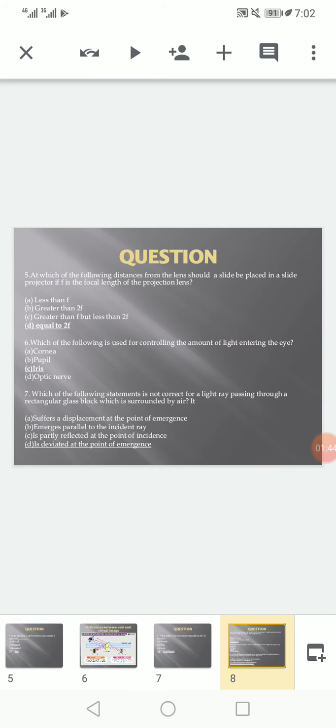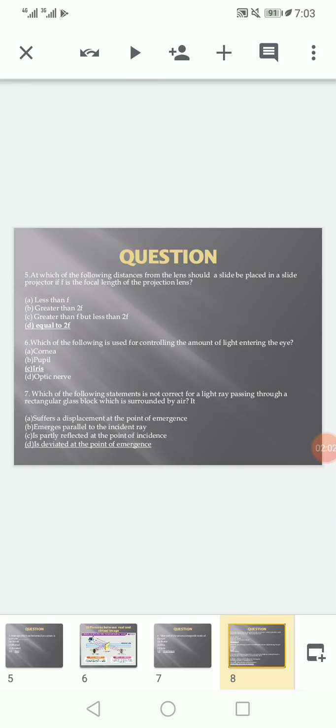Number 5 says, at which of the following distances from the lens should a slide be placed in a slide projector? If f is the focal length of the projection lens, it should be placed at distance equals 2f, that is 2 times the focal length, which is D.